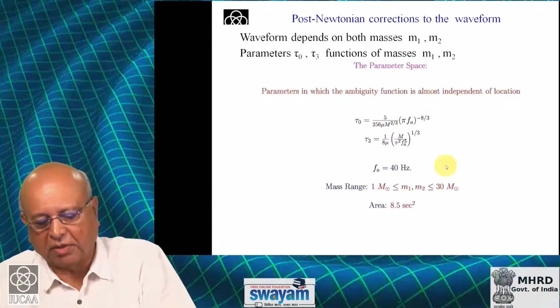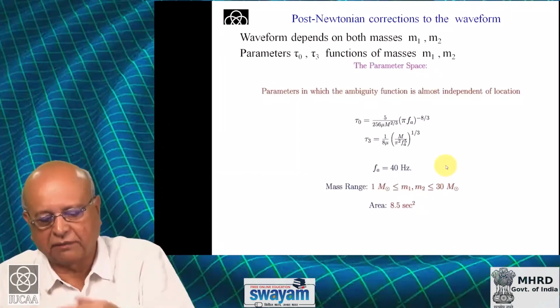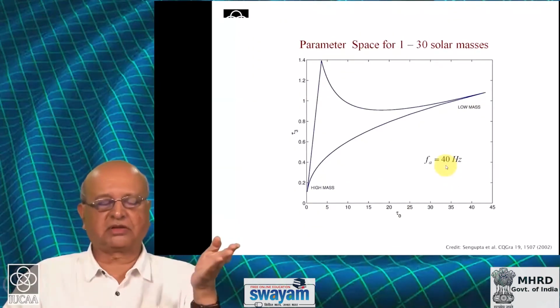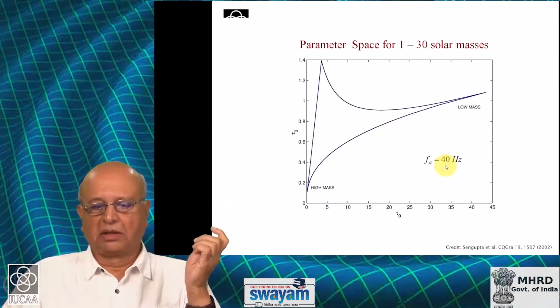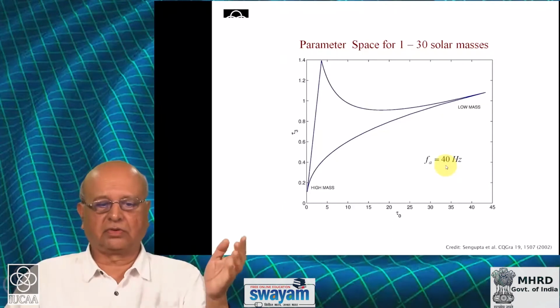So, if you take a mass range from 1 solar mass to 30 solar masses for the individual masses m1 and m2, the parameter space looks something like this. This is the space over which you have to search. You have to search over the 1 to 30 solar masses.